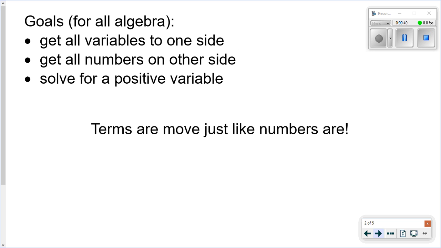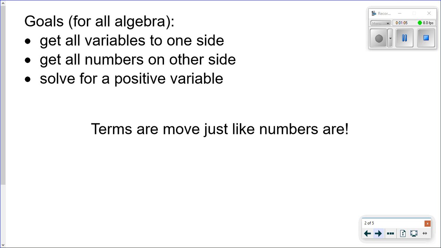Now, a couple of quick things to go over. The goal for all algebra really is to get all your variables to one side, all your numbers to the other side, and solve for a positive variable. We didn't really deal with that in the first two sections because there was only one variable. We had to get the numbers to the other side, and it all worked out. Now we have a choice.